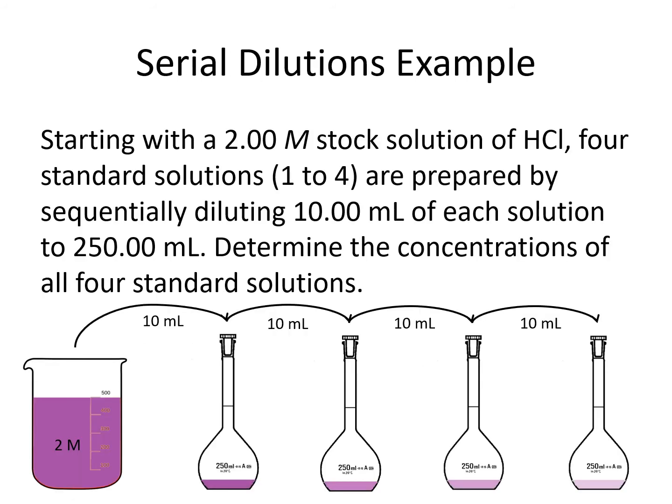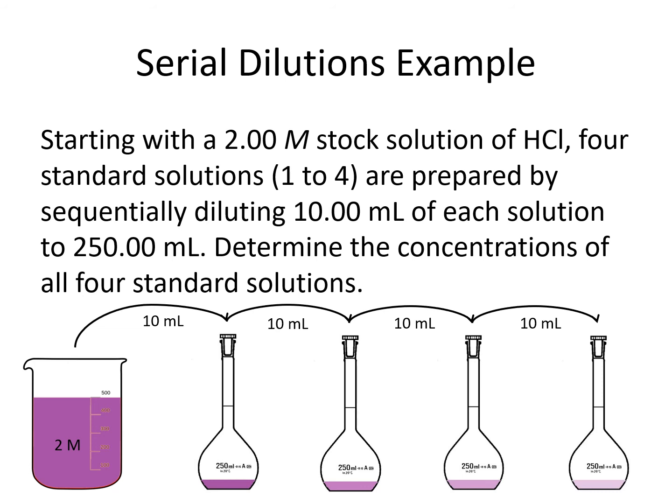So let's look at an example. We're trying to find the concentrations of each of these new standard solutions that we are trying to prepare. We call them standard solutions because they will be of known concentration once we make them. So we've got our stock solution and then these 4 standard solutions that we're making, which are separate from the stock solution. So we're taking 10 milliliters out of each solution, putting it into the next flask, and diluting the rest of the way to 250 milliliters.